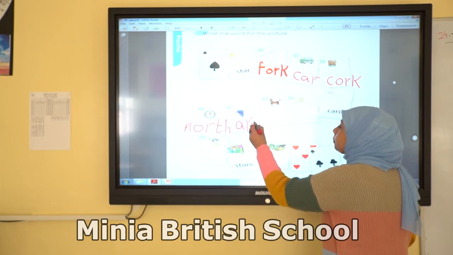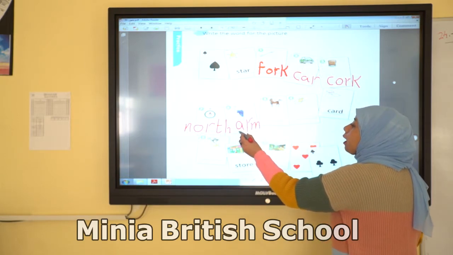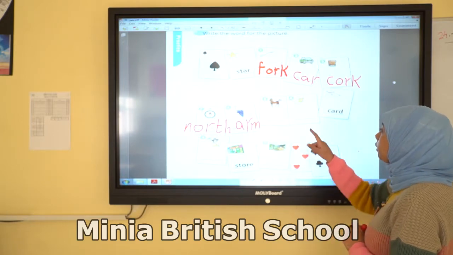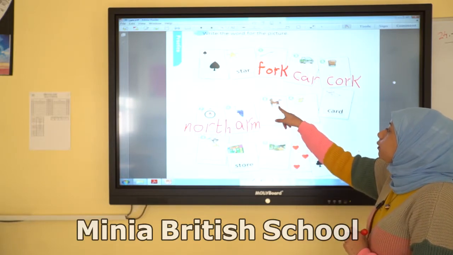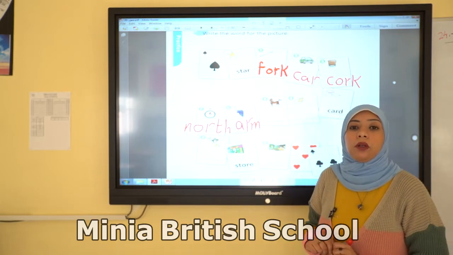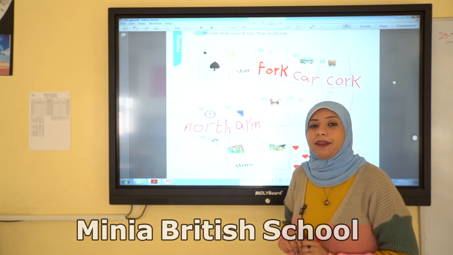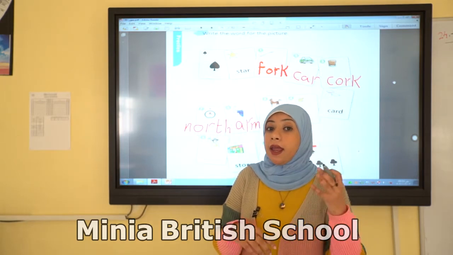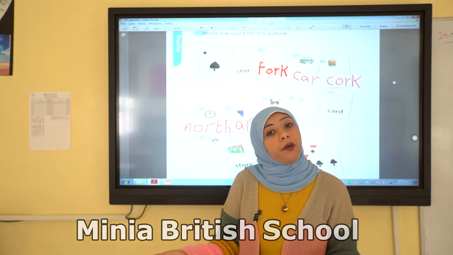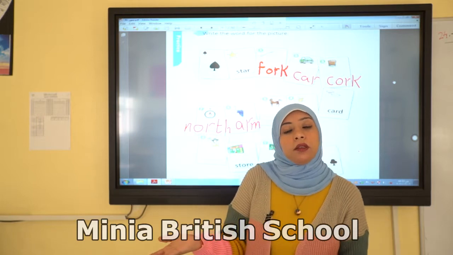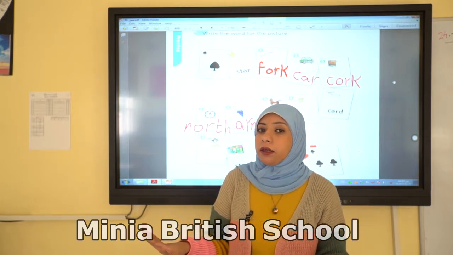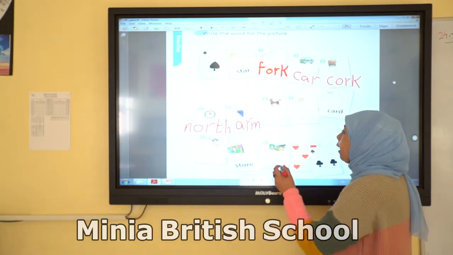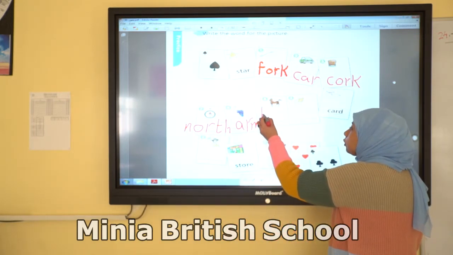AR, M. So we have arm. Okay? Next one. What can you see in this picture? This is a house. So ask yourself, with the AR digraph or the OR digraph, Kiji? Which one? Excellent. It's with the OR digraph. So here we have house.